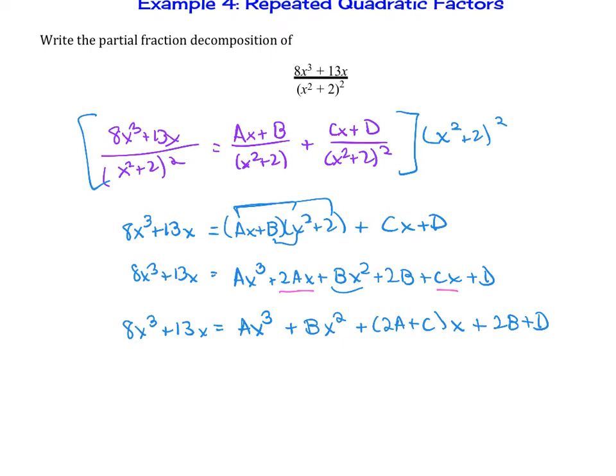Now let's write the things that we're missing here. On the left side we have x cubed and a 13x. So let me go ahead and rewrite this. I'm going to put in the missing terms. So we're going to write it as 8x cubed plus 0x squared plus 13x plus 0.